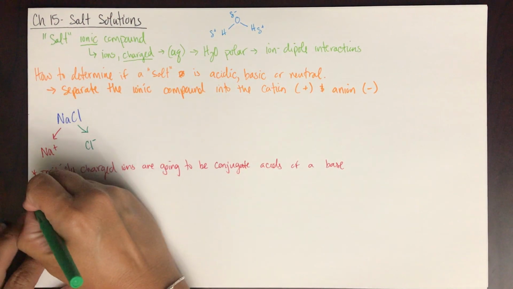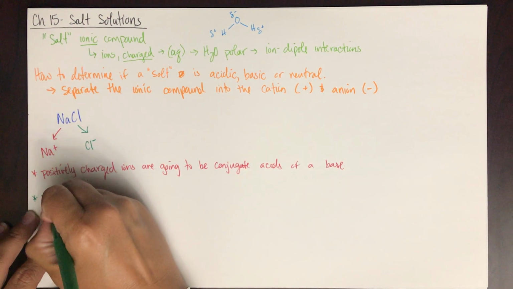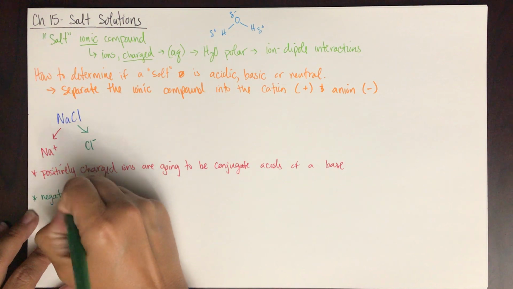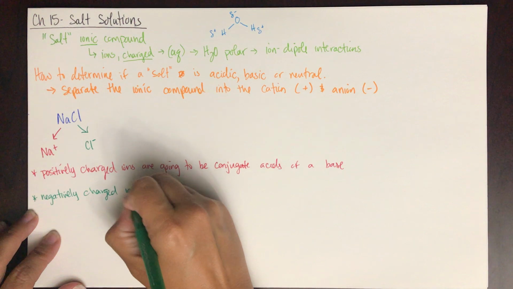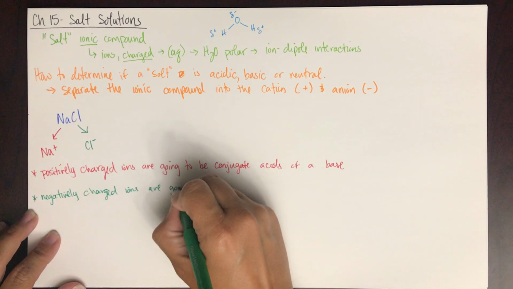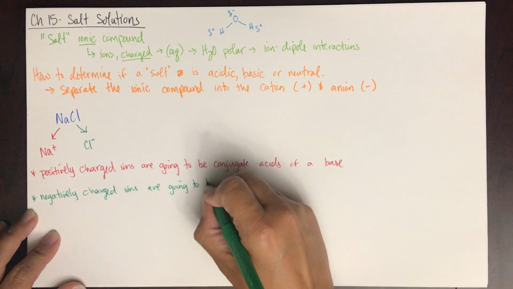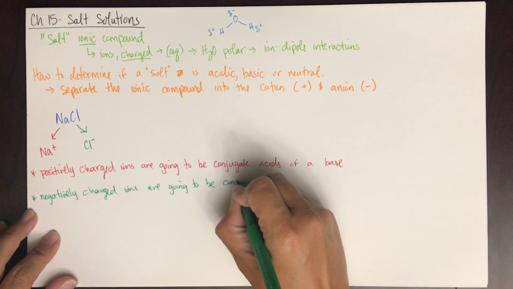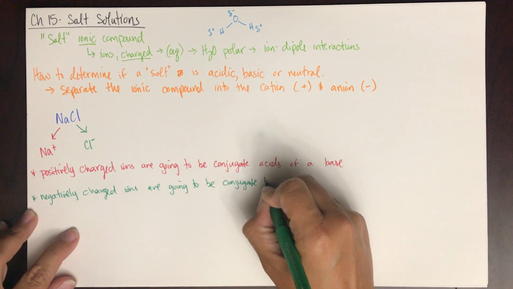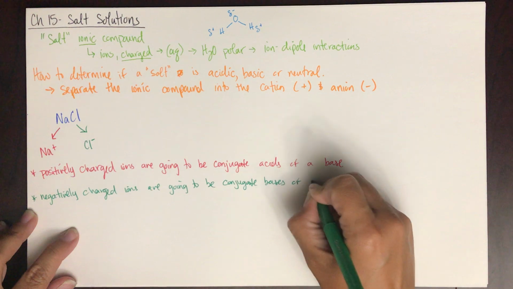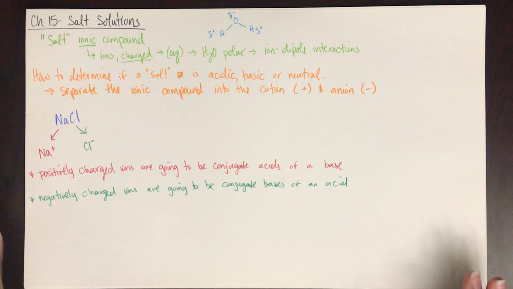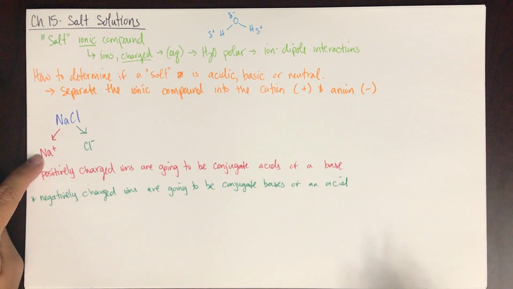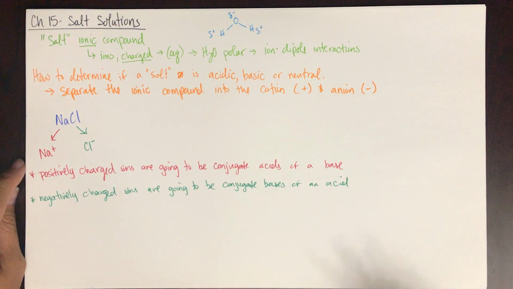And the negatively charged ions are going to be conjugate bases of an acid. So, what base is the sodium ion a conjugate acid of?